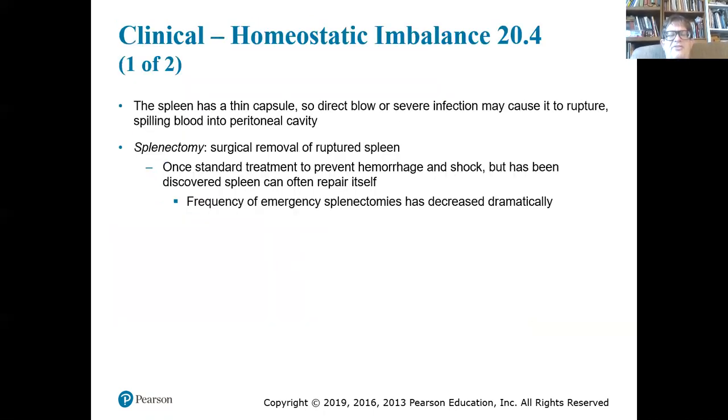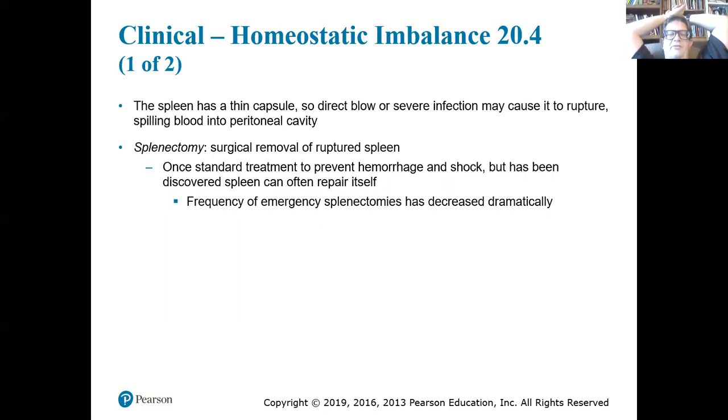The spleen has a thin capsule. We're doing the homeostatic imbalance. So a severe infection could rupture it. Someone could punch you in the spleen. If this happens, you're bleeding out. So this is bad because it's full of blood. So a splenectomy is how they would remove the ruptured spleen.